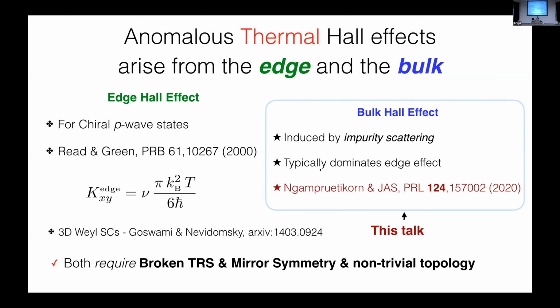Now, anomalous thermal Hall effects are not new. Theoretical predictions of these effects in topological superconductors date at least to, I think, Read and Green in 2000, with extensions to Weyl superconductors by Paul, Goswami and Nevidomskyy. Here I'm talking about an effect which is related through symmetry and topology, but it's not equivalent. This is edge physics, and this is bulk physics if we have a bulk density of impurities.